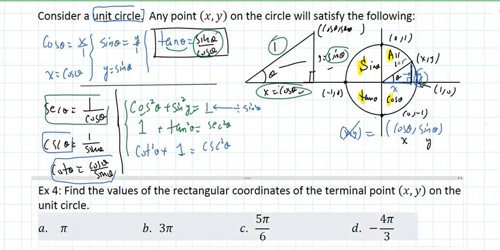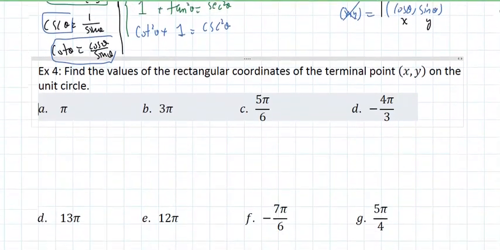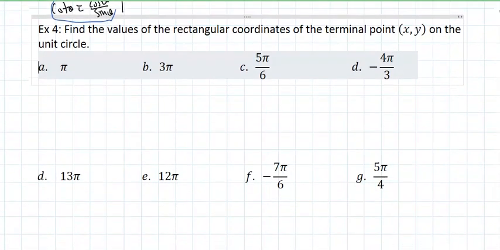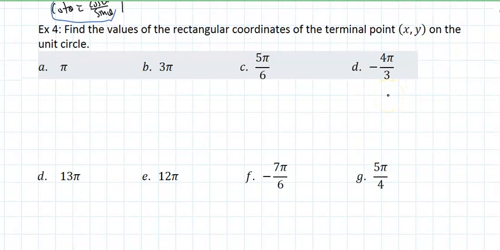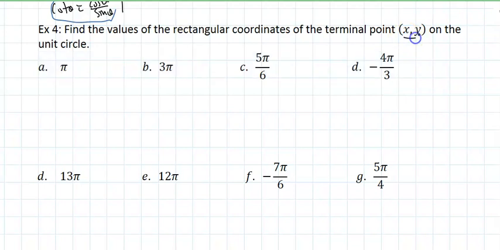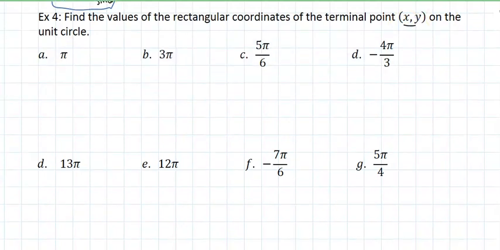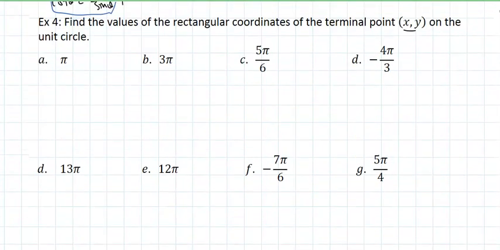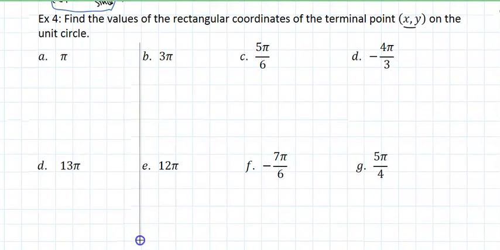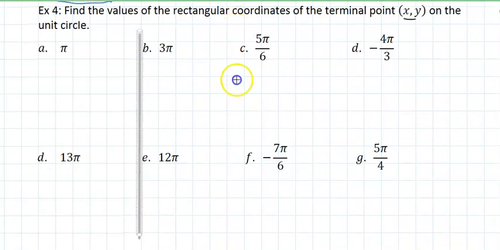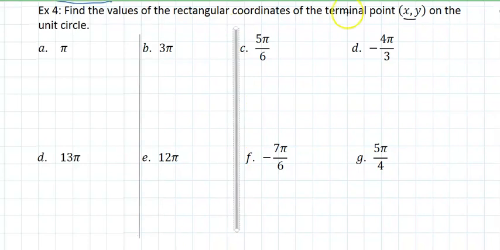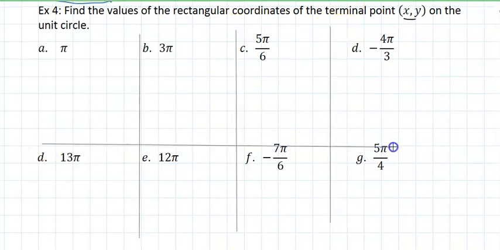Now if I proceed and look at some of these, it says find the value of the rectangular coordinates of the terminal point x on the unit circle. Okay, let's see how this plays. So if I'm looking at example A, let's see how that plays.